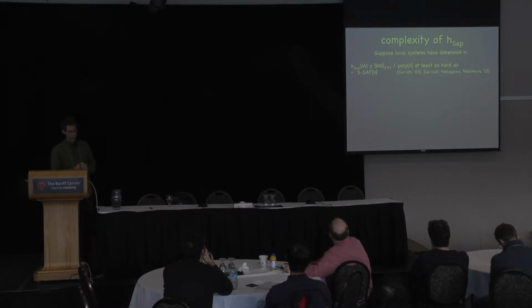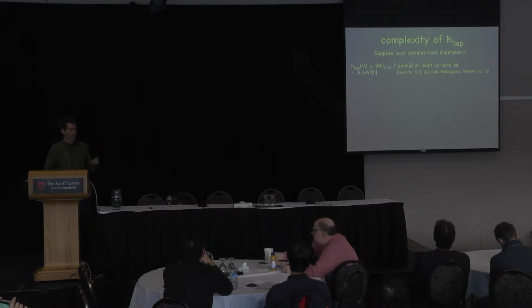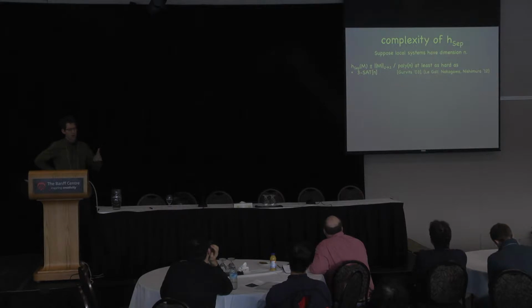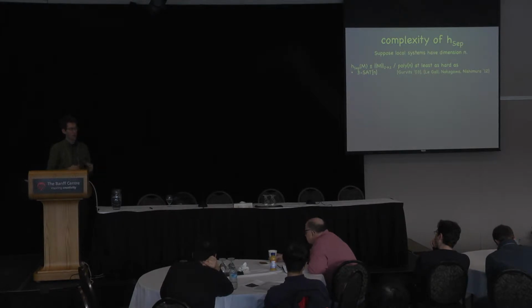So some of the early results here are to say, suppose you want to estimate the support function, h-sep of M, up to 1 over poly precision. And just to set the scale, I'll say 1 over poly times the operator norm of the matrix M. Well, this is basically NP-hard. There's a reduction from 3-SAT instances of length n to computing h-sep of matrices of roughly size n by n.